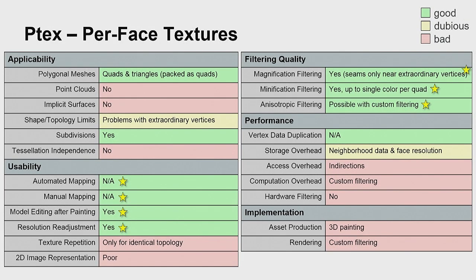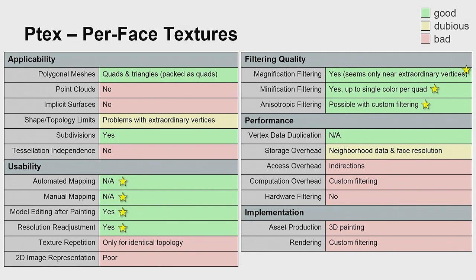And our 2D image representation might be a little undesirable. Because we can still have a 2D image representation, it's just going to be lots of colors from different pieces of the model. It may not look as pretty as we would like. So you may not want to work with existing 2D image painting tools with PTEX. You may want to use a 3D painting tool instead.